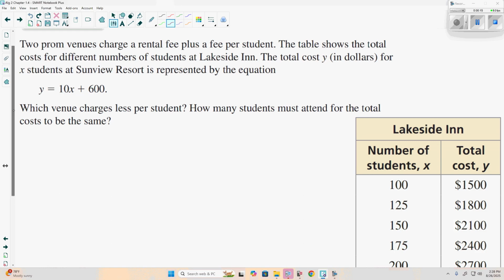The table shows the total cost for different numbers of students at Lakeside Inn. The total cost Y in dollars for X students at Sunview Resort is represented by this equation. So for Sunview, it's going to cost $10 per student and a $600 rental fee. So 10x plus 600.